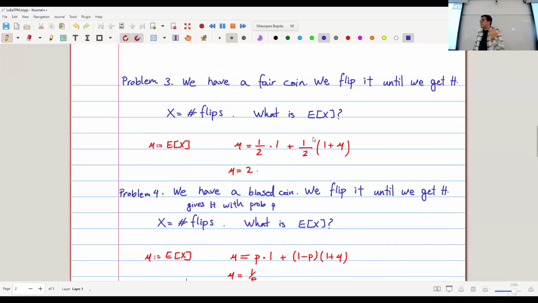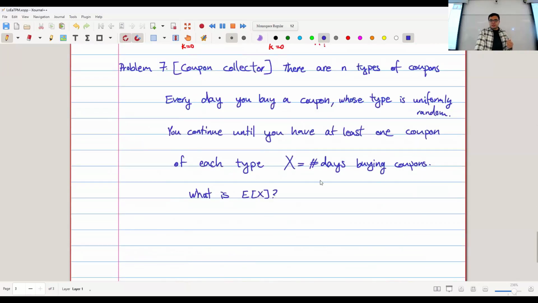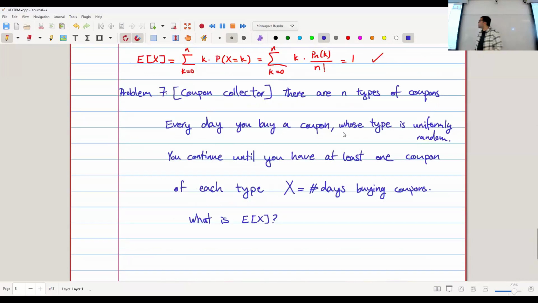On day 1, I'm going to get a coupon, and that type of coupon is checked. Now, every day with probability half, I'm going to get the other type of coupon that I'm waiting for. But with probability half, I'm going to be disappointed and have to come back again. So after that first day, my expected number of days is 2, and the total expected number of days buying coupons is going to be 3. But this is when I have 2 types of coupons. What I'm asking for is a solution for n types, for every value of n.